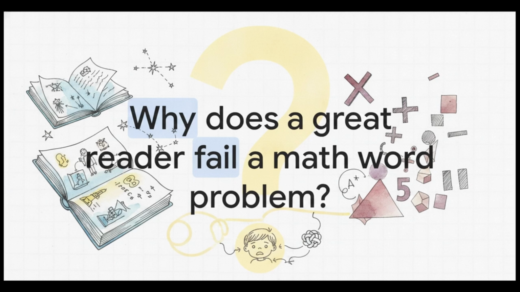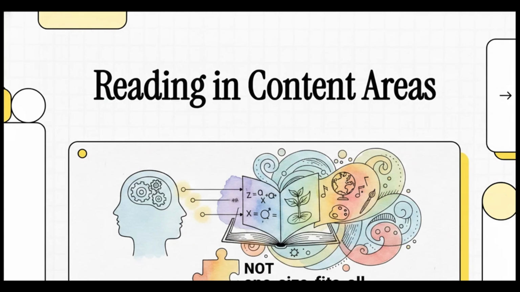So why does a truly great reader suddenly fail at a seemingly simple math question? Well, welcome to this explainer where we are going to unravel that exact mystery. Today, we're looking at the nature of reading comprehension in the content areas. The absolute core concept we're unpacking here is that reading is not a one-size-fits-all skill. Actually, it's this incredibly complex, dynamic interaction between the subject matter, the reader's mind, and the text itself.